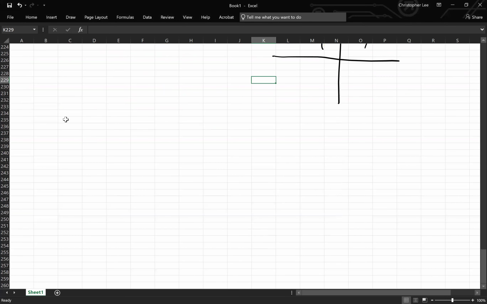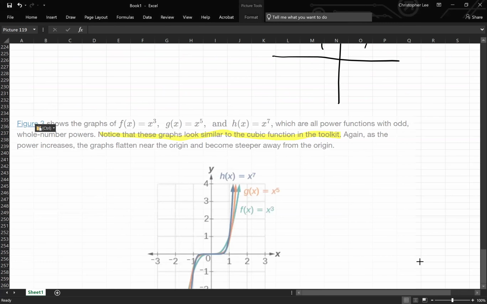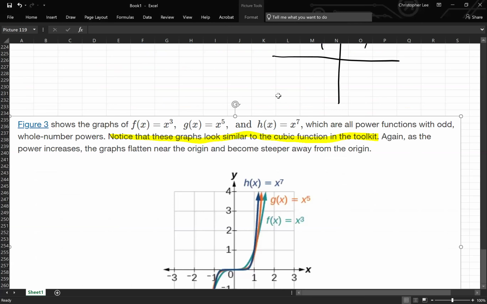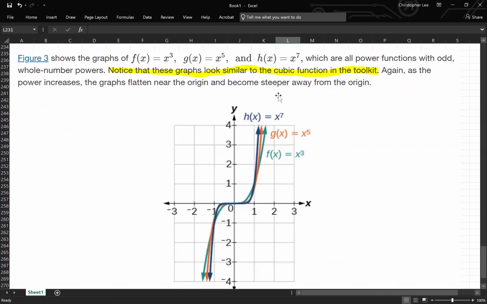Right. Well, we can't talk about even without talking about odd, right? Gotta make it fair. So this figure down here shows the graph for f of x is equal to x cubed, g of x is equal to x to the fifth, and h of x is equal to x to the seven, which are all power functions with odd whole number powers.